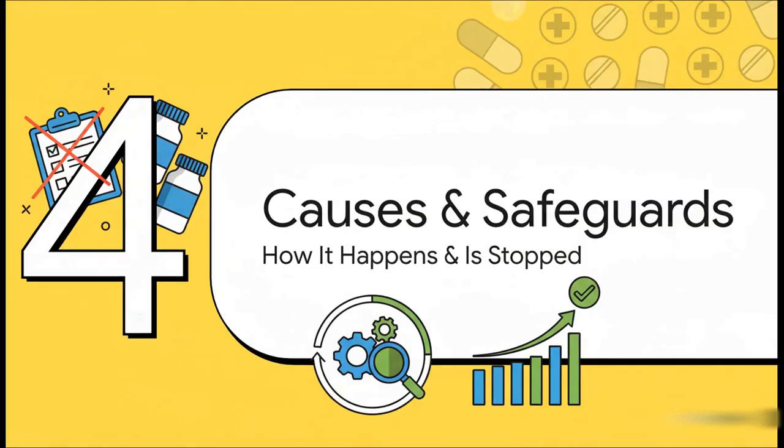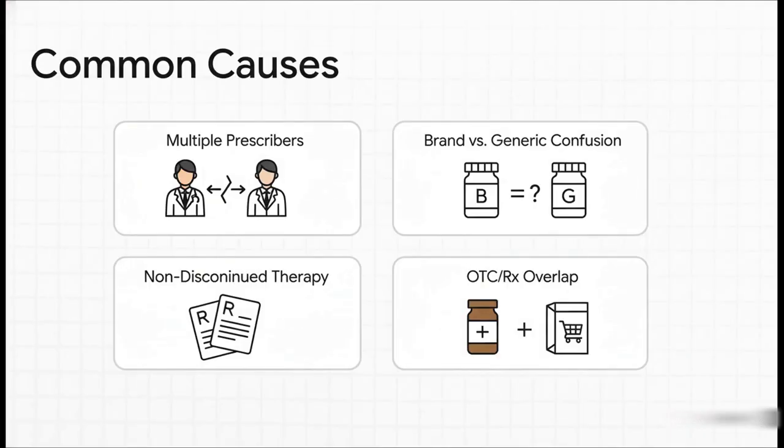All right, let's move into Section 4. So how do these things even happen in the first place? If we can understand the common causes, we can be way better at preventing them. A lot of times, it really just boils down to a breakdown in communication. A patient sees their family doctor and a specialist, and the two offices aren't on the same page. Or you see that classic brand name versus generic confusion we talked about. Sometimes a doctor starts a new medicine without telling the patient to stop the old one.